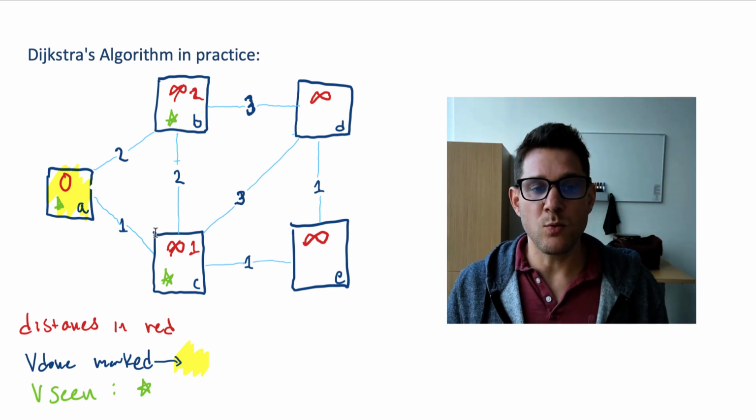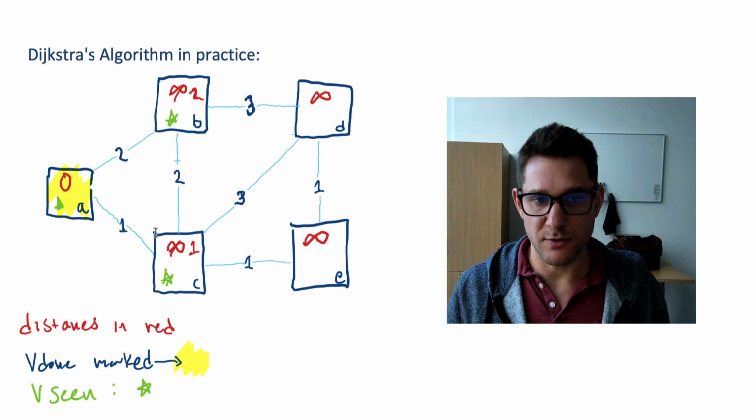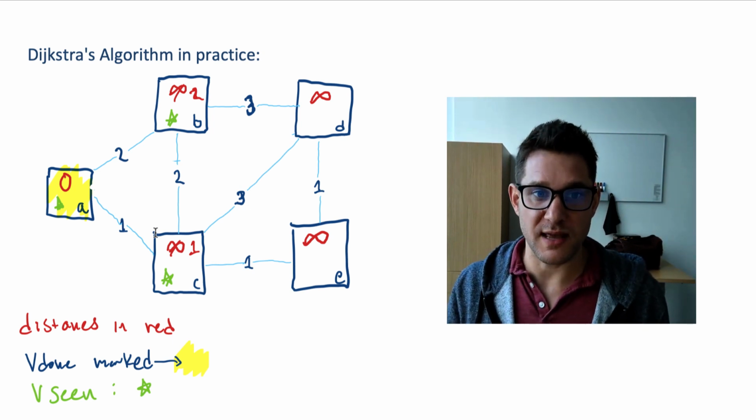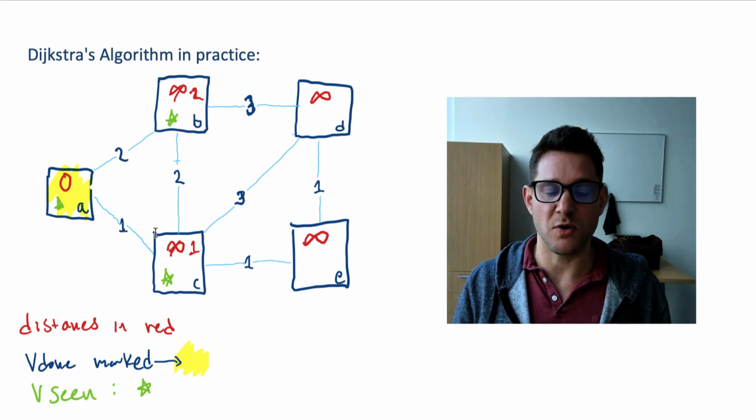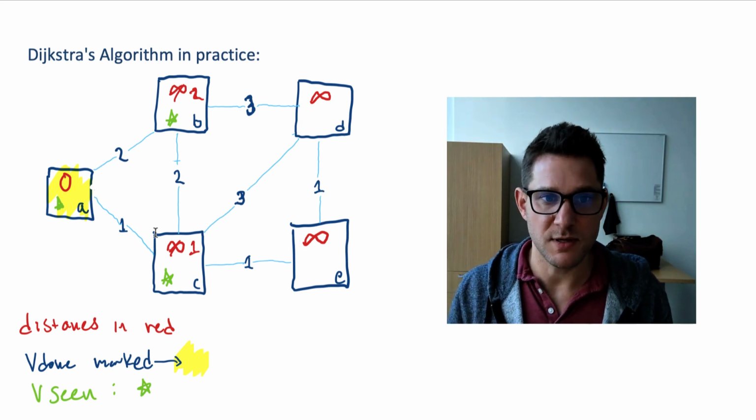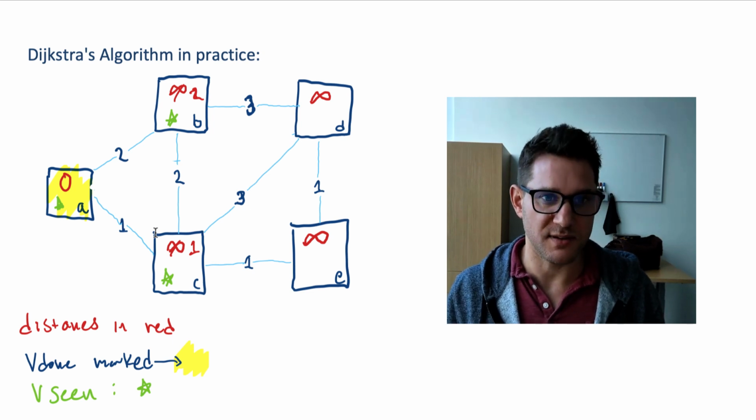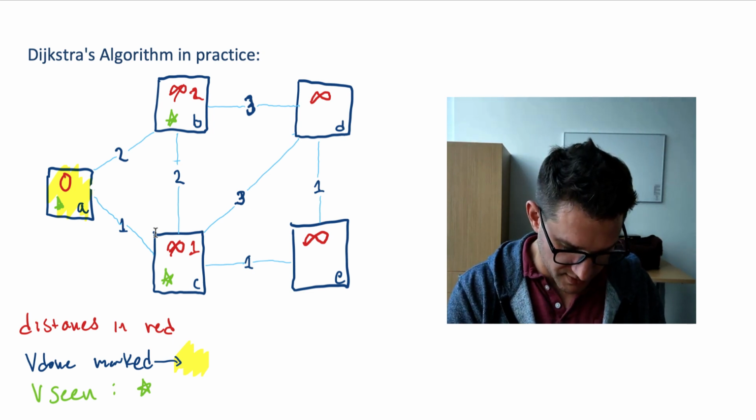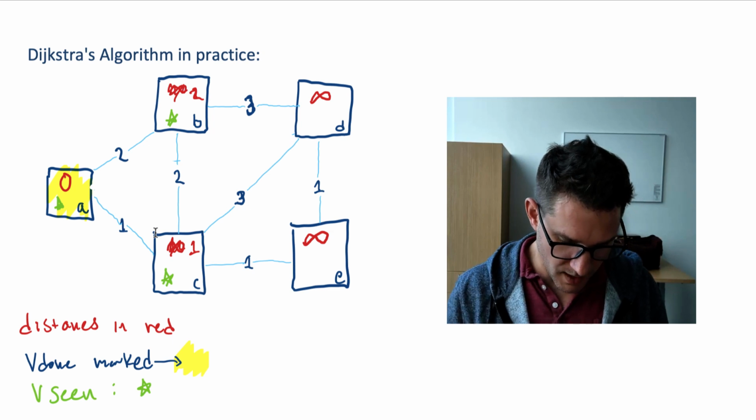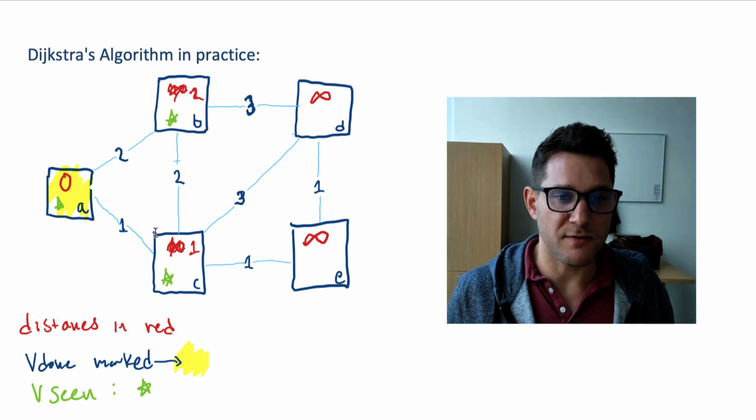Okay, now we look back at our vscene heap. There's two elements in vscene. We have to ask which one has the smallest distance value in vscene. The smallest distance value is going to be C, because C has current distance 1. We've crossed out this infinity here. We're going to pop that off of the vscene heap.